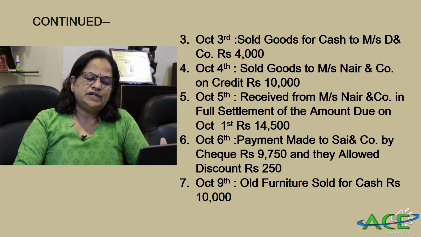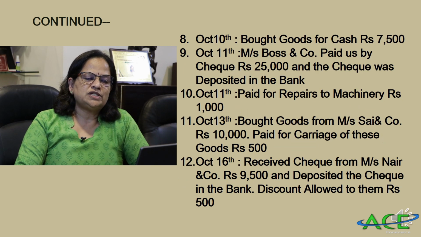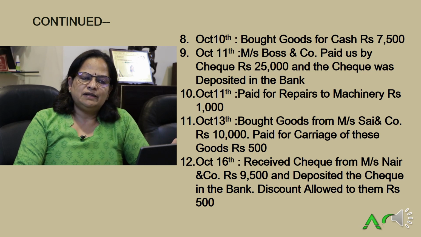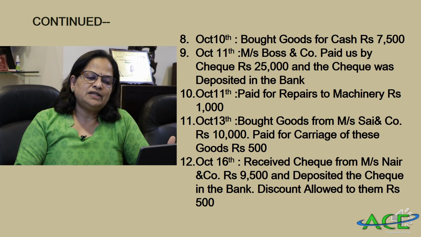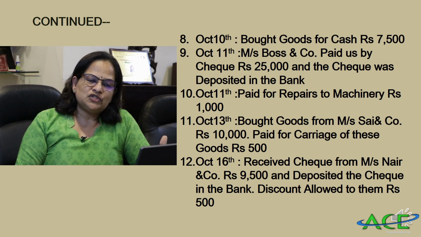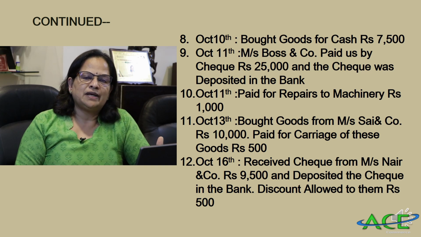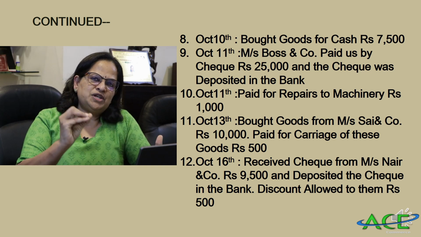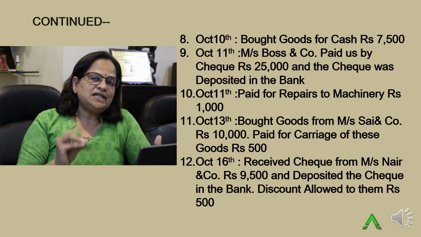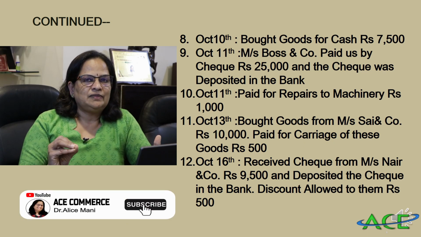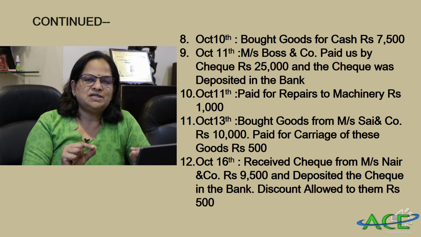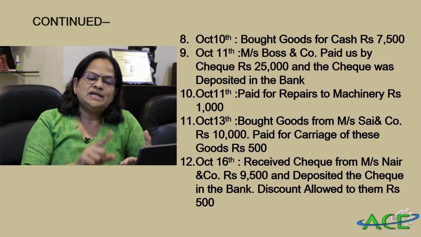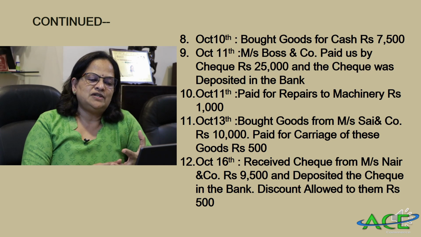Now October 9th, old furniture sold for cash rupees 10,000. Next is October 10th, bought goods for cash rupees 7,500. October 11th, Messrs. Boss and Company paid us by check rupees 25,000 and the check was deposited in the bank. One thing you have to remember, I have mentioned in the notes also: check received is considered as cash received. After doing the problem, I have mentioned the important points: discount allowed, discount received, check received is considered as cash received.